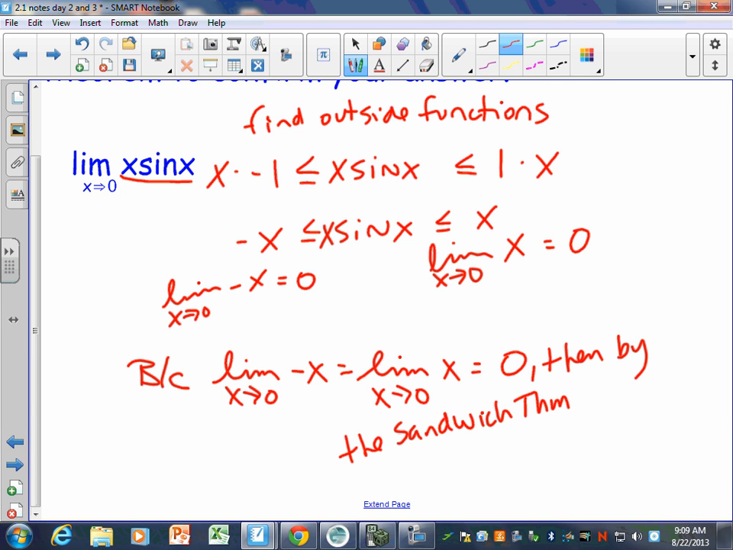well, you probably should write it out because I don't think AP graders know that ST means sandwich theorem. By the sandwich theorem, the limit as x approaches 0 of x sine of x also is going to equal 0. So notice you don't have to write a paragraph, but you have to say, because this and this is true, then the sandwich theorem says that this is also true.